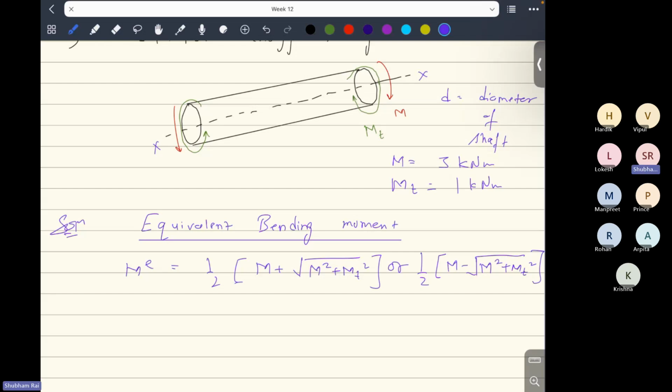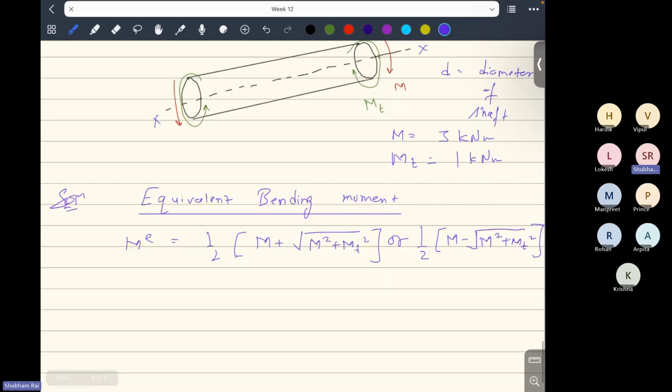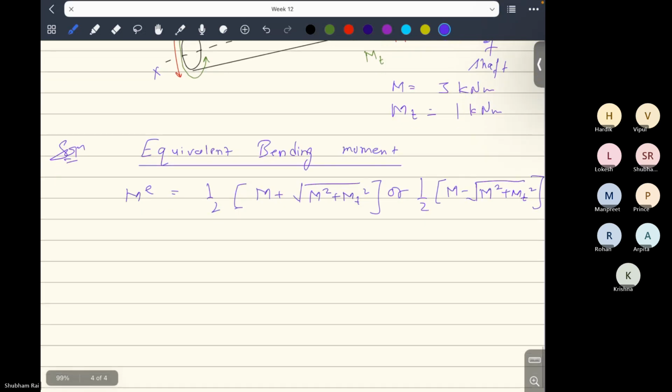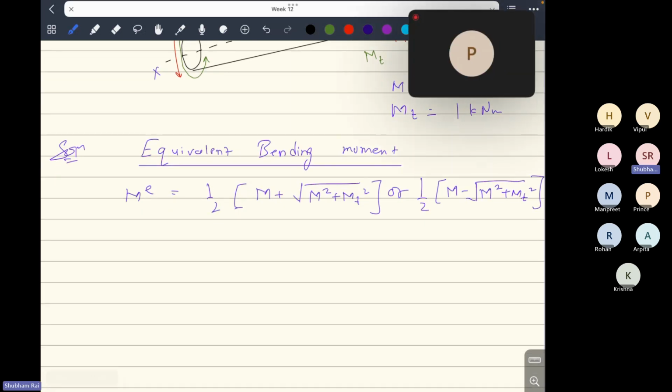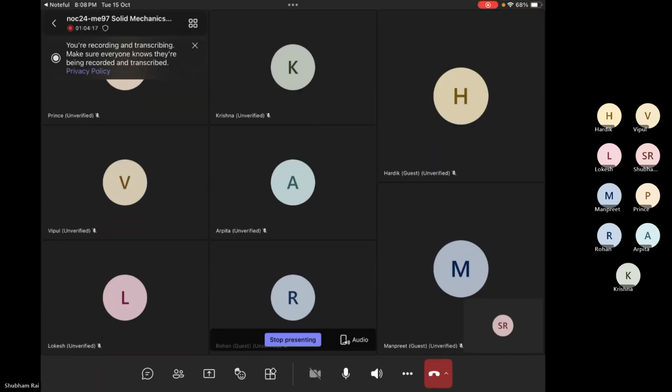Okay, so let me start. So here you have equivalent bending moment. Let me see if recording is going on. Yes, it is going on.